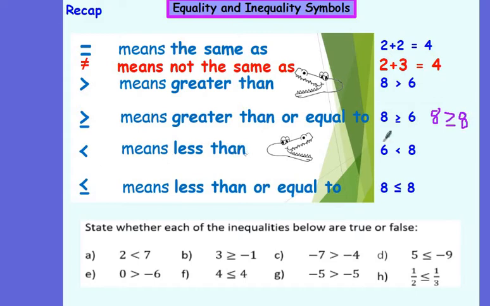This was our less than symbol, so we said 6 was less than 8. And we said we had less than or equal to, so 8 is less than or equal to 8. We have to include that number. In your light blue books, please pause the video for 5 minutes and have a go at these questions at the bottom. Can you tell me, are these inequalities true or false?